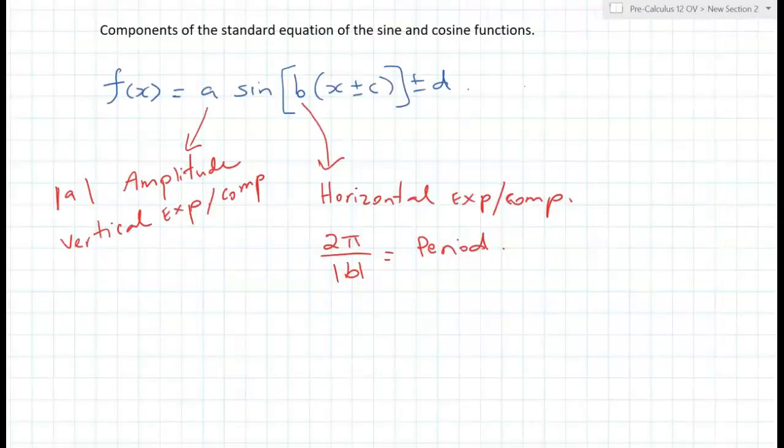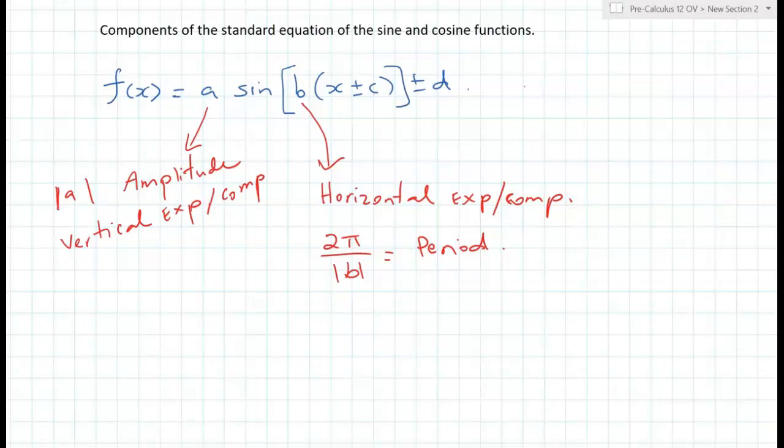All right, now let's explore the standard equation of the sine and cosine and the components of that. If you remember from the polynomial function unit, where we had components with the standard form of a polynomial function, it applies here exactly the same. Nothing is different, nothing has changed.